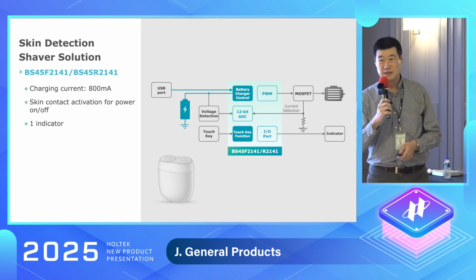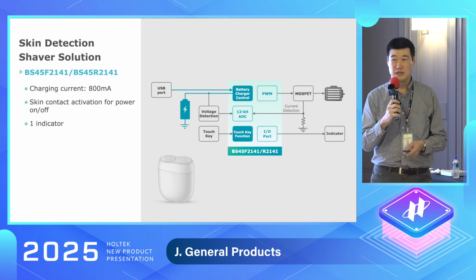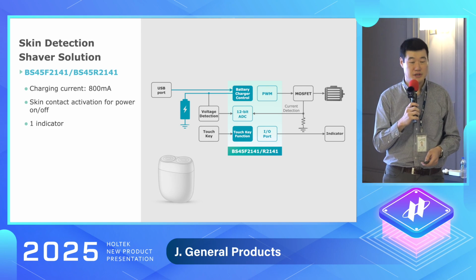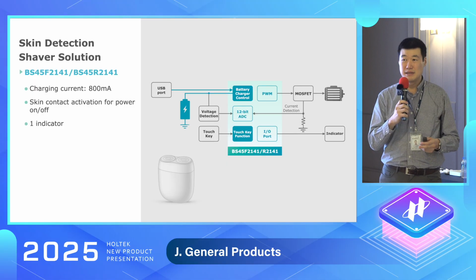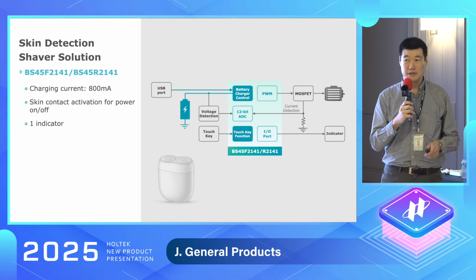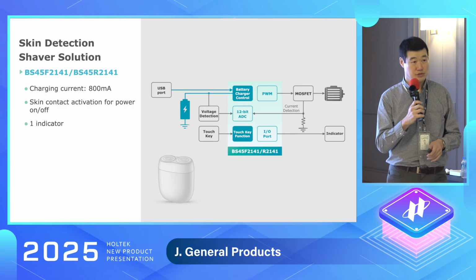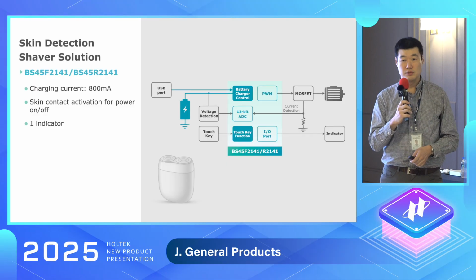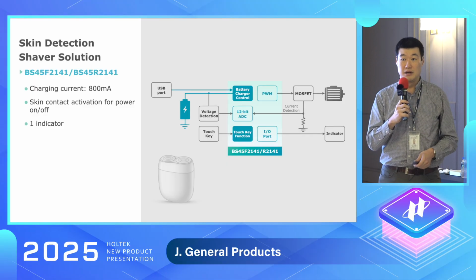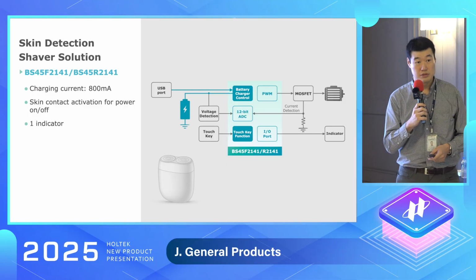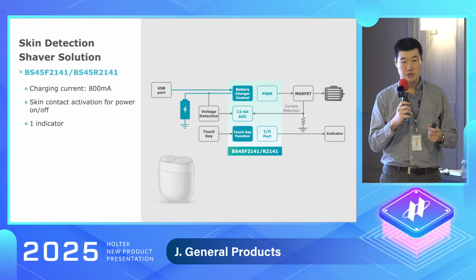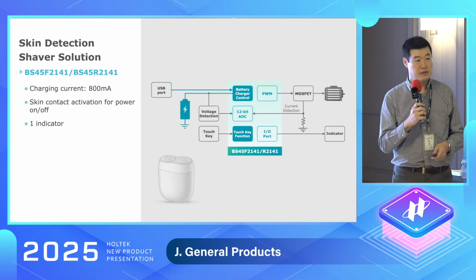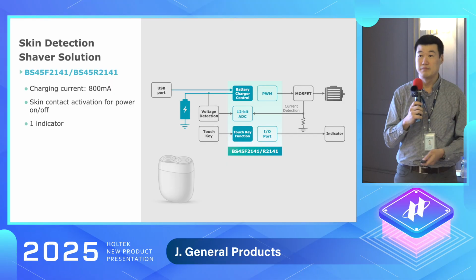Let's take a look at an interesting solution. It's a skin detection shaver. So almost the block diagram is totally the same. The only difference is you use the touch key. Use the touch key to detect your skin as an on-off function. So you don't need to turn on, turn off. You just start the shaving, it will automatically turn on.